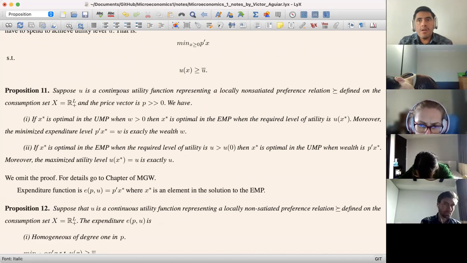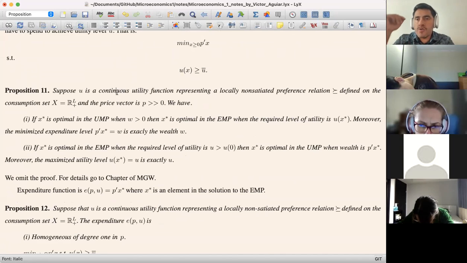Okay, so suppose that the utility is a continuous utility function representing a locally non-satiated preference relation defined on the consumption set and the price vector. And then we have the following results. X star is optimal in the utility maximization problem when w is positive.